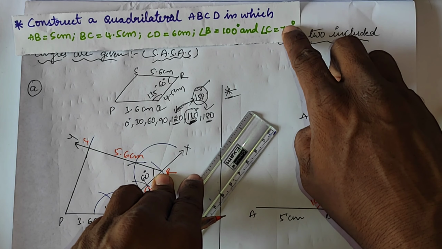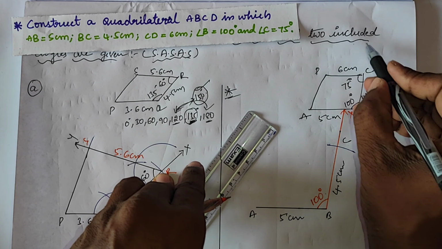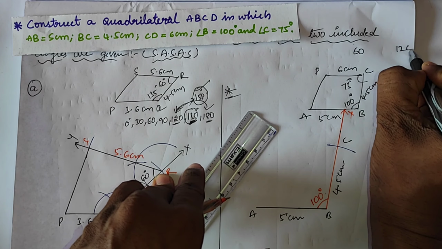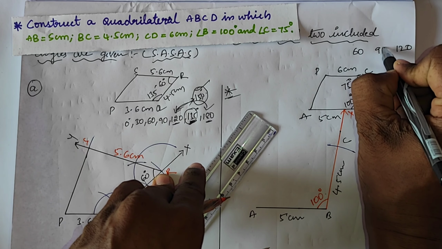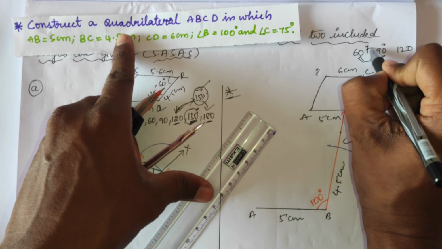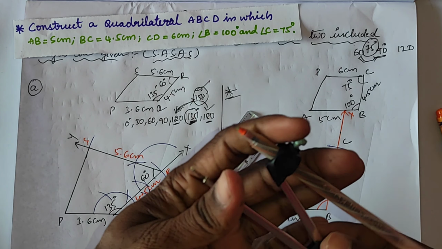Now we have to construct the given angle. Angle C is equal to 75 degrees. Angle C we have to construct 75 degrees. And again we know 60, 120. Middle what will be? 90 degrees. Right? Between 90 and 60 we'll get 75 degrees. Okay, that one basic idea you have to get compulsorily.